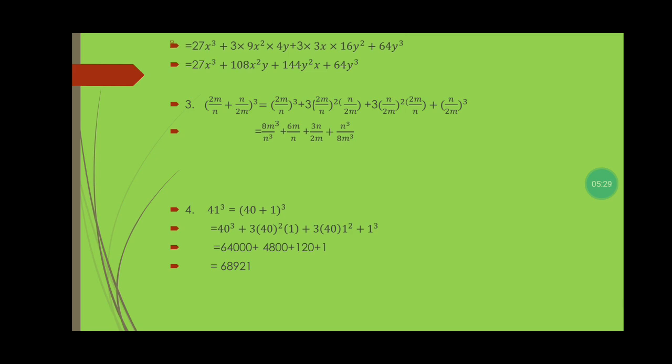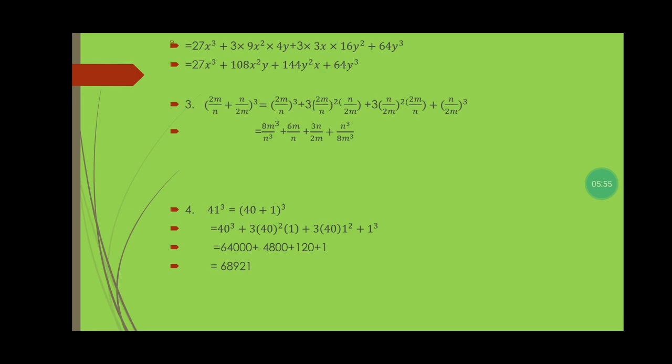Okay. Now, when I solve this, what do I get? I get 8m cube. Cube of 2 is 8, m cube as it is upon n cube, plus here some terms get cancelled. Why? Because here it will be 2m square upon n square into n upon 2m. Okay. So 2m gets cancelled, n gets cancelled.